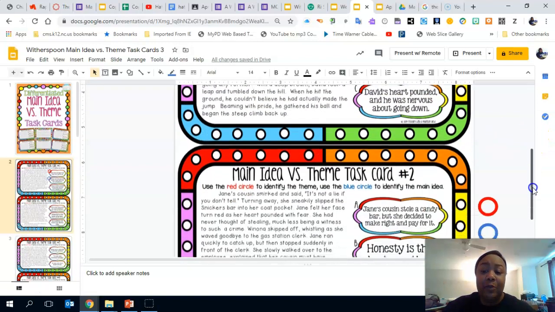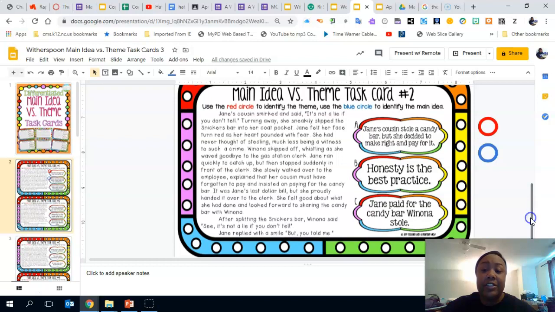So let's try one more and then I'm going to let you do this independently. It says use the red circle to answer the theme and the blue to identify the main idea. I just wanted to make sure that I got my circles correct.